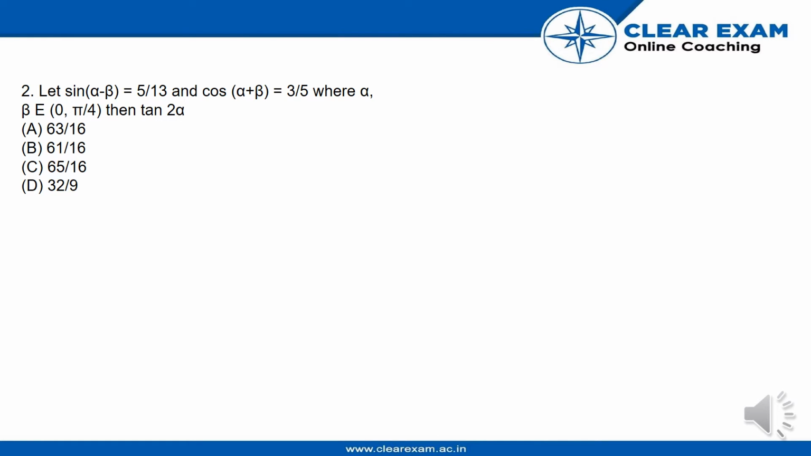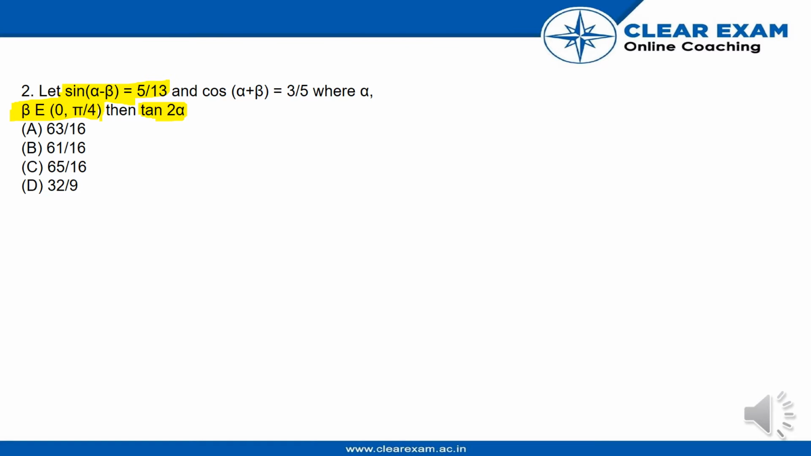Let sine of alpha minus beta equal 5 by 13 and cos of alpha plus beta equal 3 by 5, where alpha and beta are from the range 0 to pi by 4. Then find tan 2 alpha.